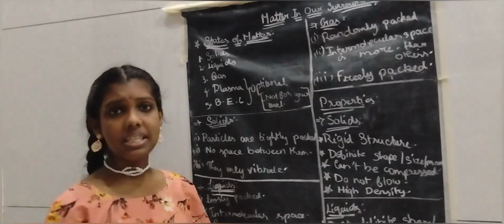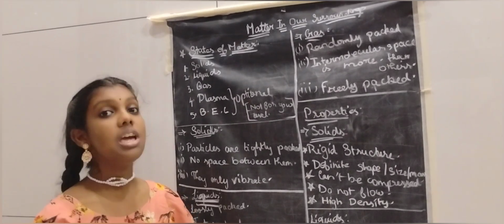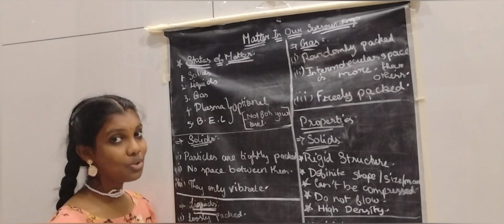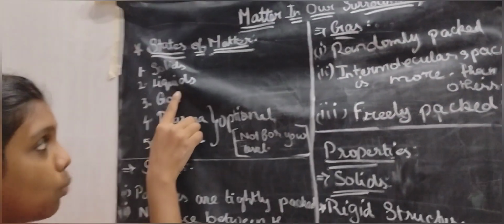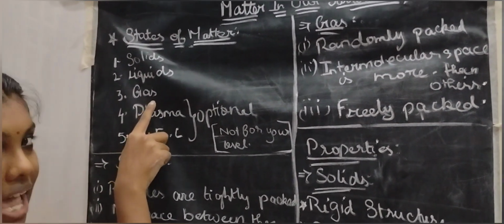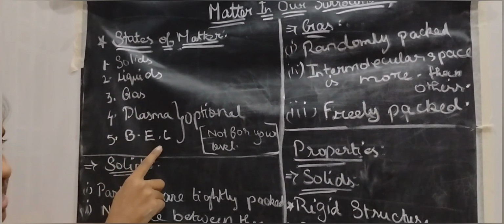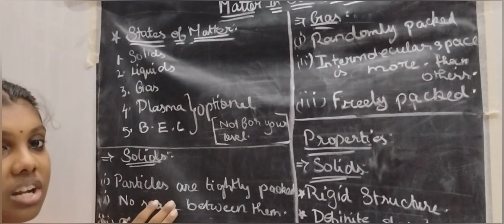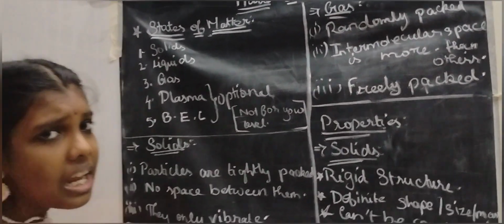So now let's see the states of matter. In this class we are going to see the states of matter in detail. The first state of matter, which you have already learned, is solids, after that liquids, and after that gas. Now plasma and BEC are optional. They are not needed for your level, but I have written them for your sake. It is extra information. So let's learn about the states of matter in detail.